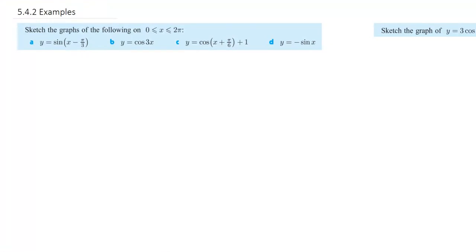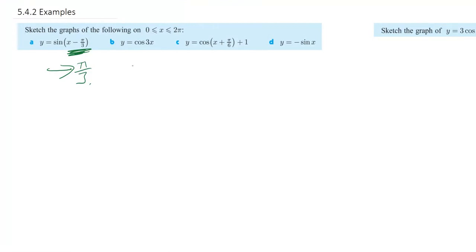So first of all, if I have x minus pi over 3 inside that sine function, it means it takes the original sine function and translates it to the right by pi over 3. Okay, so let's write that down. To the right, pi over 3 from the original.